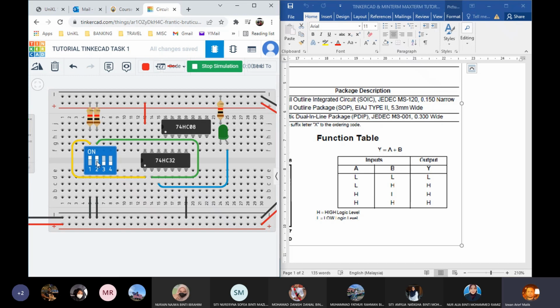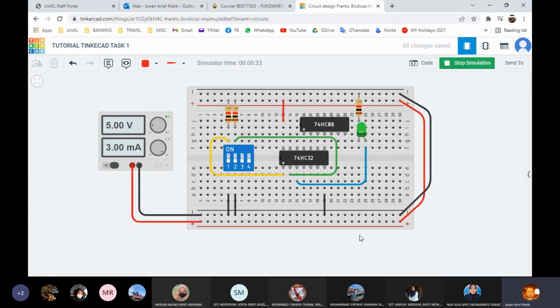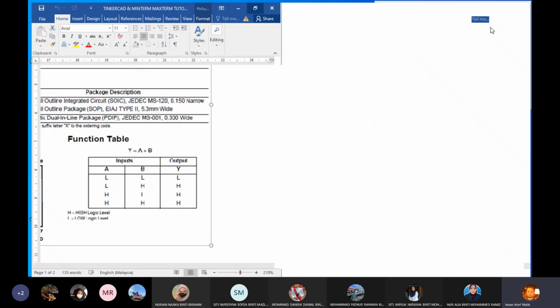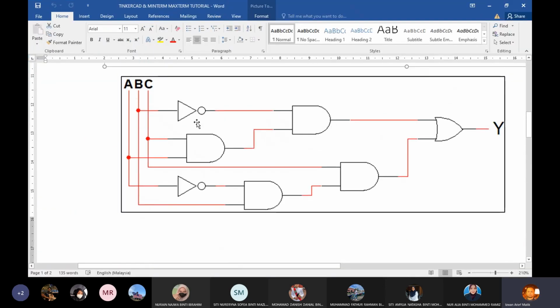So saya cuba 0, 1 menyala tak? Okay, menyala. Then 1, 0 menyala juga, so betul. And then 1, 1 menyala juga. So meaning that I'm having the correct connection. Okay, so maksudnya connection saya ni betul lah. Right, so that is how you utilize this software. So that is your first example. Now we move on to the second example, iaitu dengan constructing of these circuits.